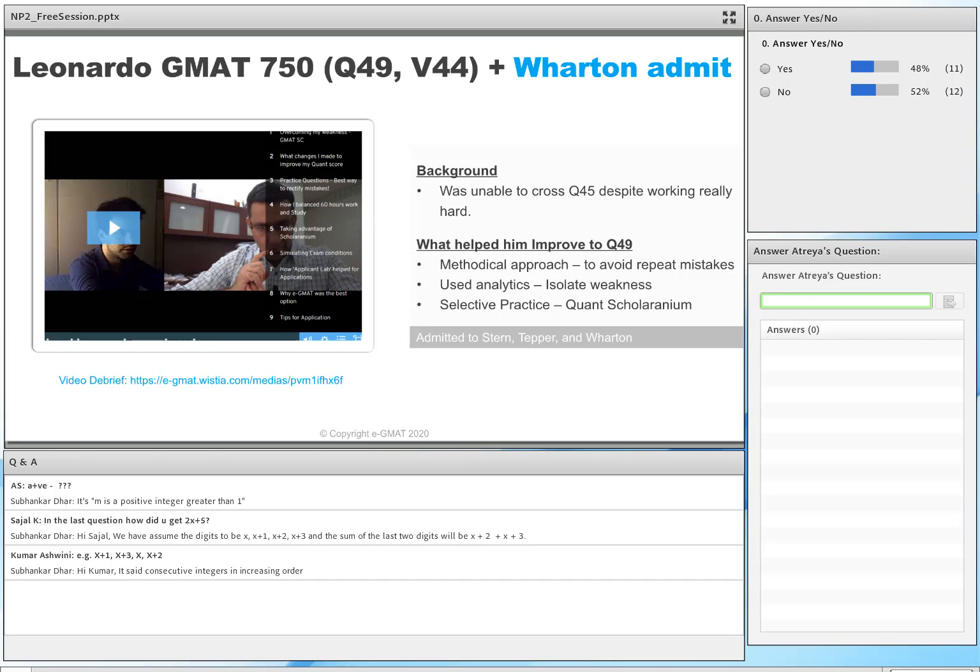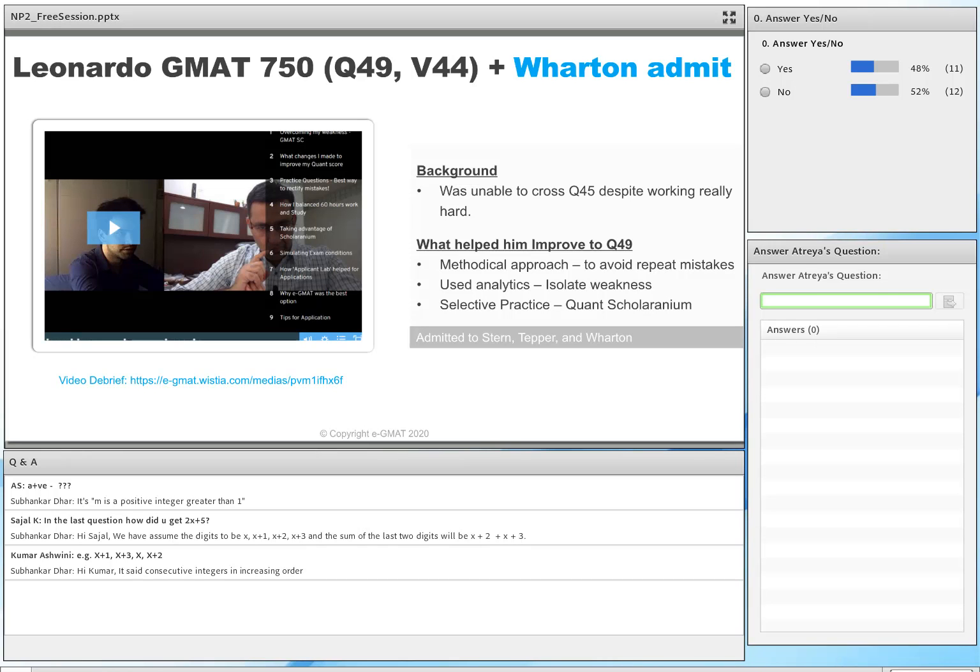Here is the point where he used our quant Scholaranium tool. The quant Scholaranium tool gives you constant feedback on your level of preparation and where you are going wrong, so that you can use that feedback to your advantage, understand your faltering points, work on those points, and then go on to score a perfect Q50 or a Q51. Once Leo did that, he was able to improve his score from a Q45 to a Q49 in very less time. And not only that, he got into Stern, Tepper, and Wharton. Going into Wharton, a school, essentially at Q51 seemed a very distant dream.